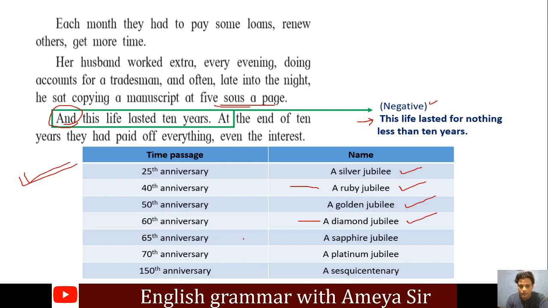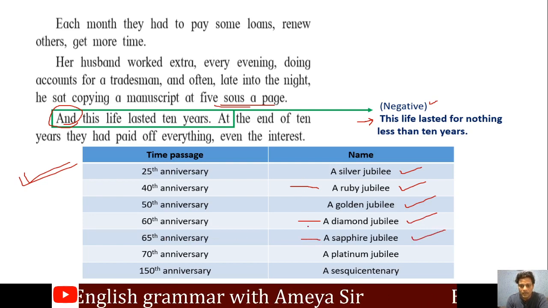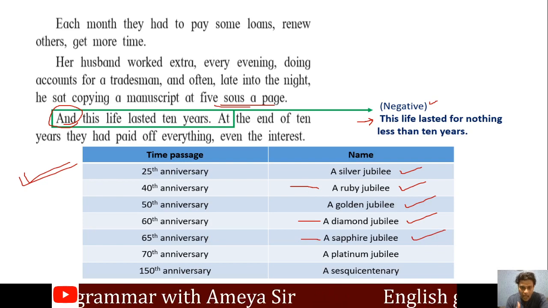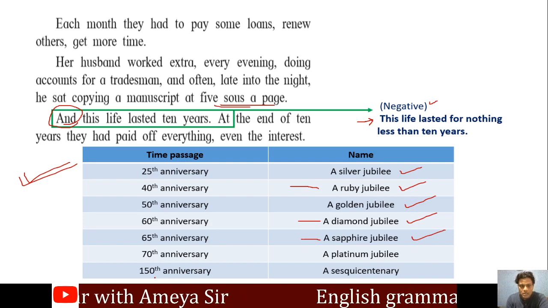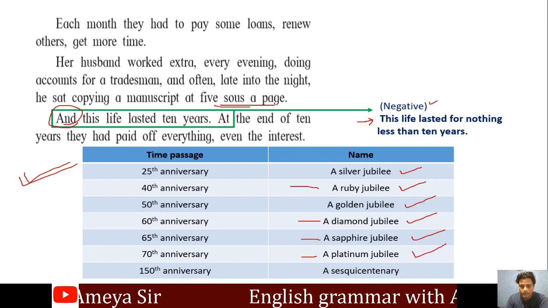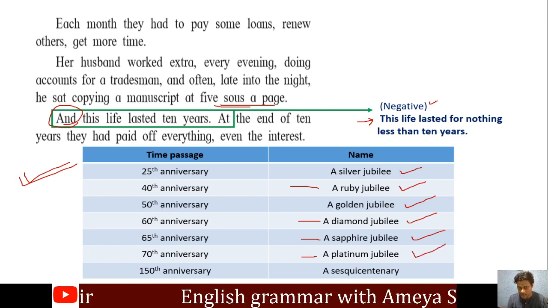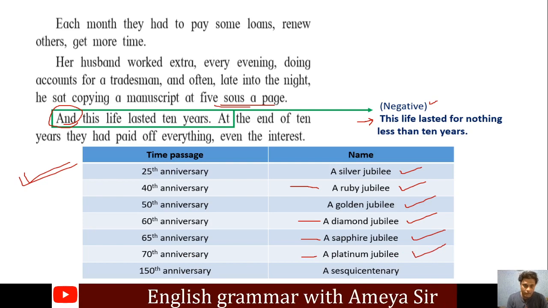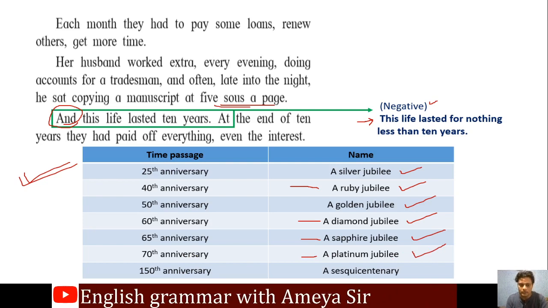The 65th anniversary is a sapphire jubilee. Whenever I'm marking something to the left, it shows that I feel it might be new for you. The 70th anniversary is a platinum jubilee, and I've not covered 100 because that's a century, 100 years, but the 150th anniversary is something that you should know.